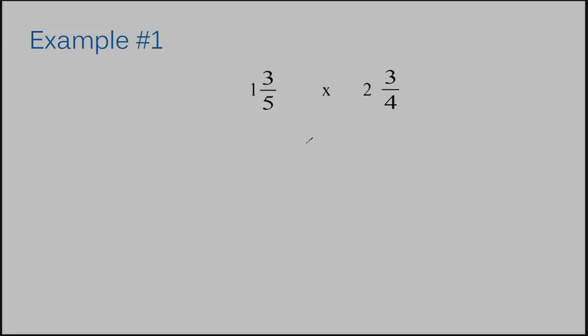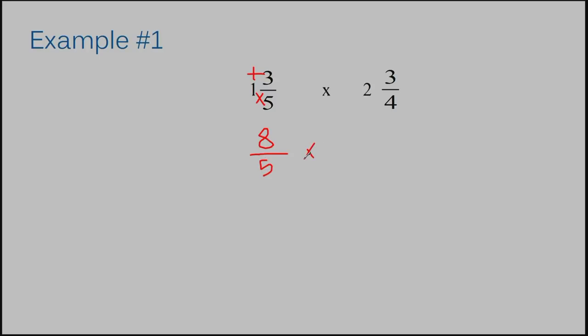Here's example number 1. We need to make these mixed numbers into improper fractions. So, we're going to multiply here, add here, and go in a clockwise direction. 5 times 1 is 5. 5 plus 3 is 8. 8 becomes my new numerator, and 5 remains my denominator.